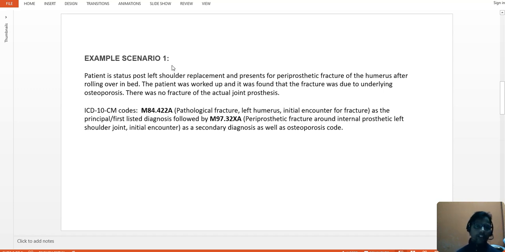Example scenario 1. The patient is status post left shoulder replacement and presents with periprosthetic fracture of the humerus after rolling over in bed. The patient was worked up and it was found that the fracture was due to underlying osteoporosis. There was no fracture of the actual joint processes. So here, based on the documentation, the patient has a fracture around the joint or prosthetic implant, not related to the implant itself.